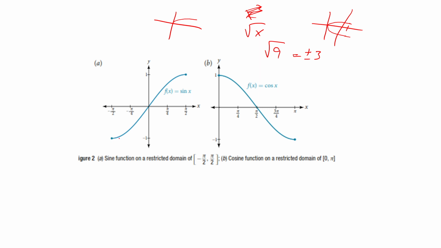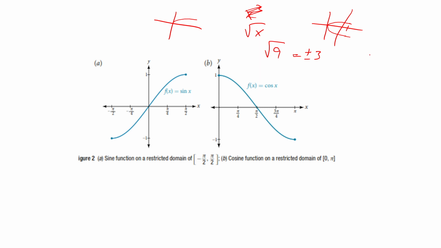But first of all, let's talk about what those limits are. We are going to limit the sine function to be -pi over 2 to pi over 2. And this is an arbitrary decision. And then cosine, we're going from 0 to pi. What we want is we just don't want it to overlap.